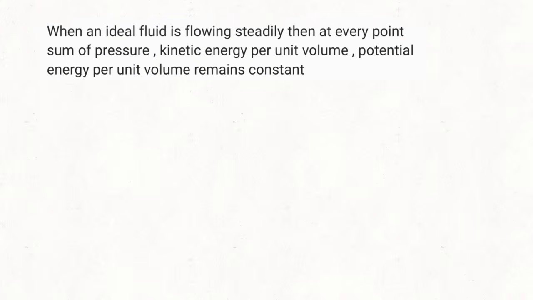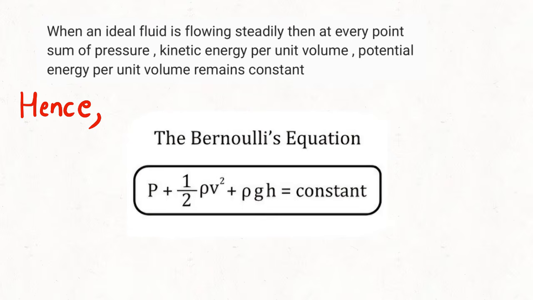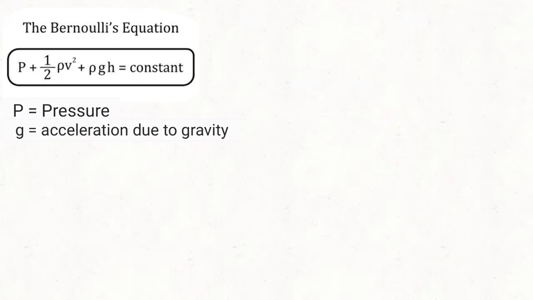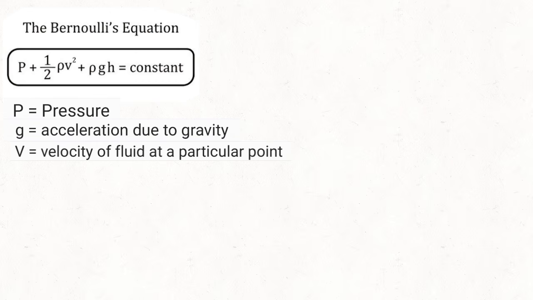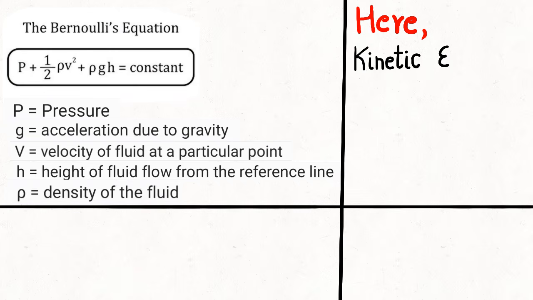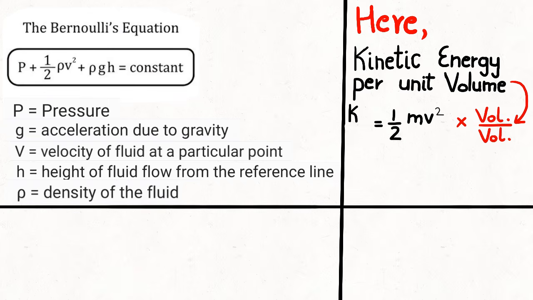Now let's understand the Bernoulli principle by analyzing the Bernoulli equation. According to Bernoulli's principle, when an ideal fluid is flowing steadily, then at every point the sum of pressure, kinetic energy per unit volume, and potential energy per unit volume remains constant. Hence, by deduction, the Bernoulli equation would be as follows. Here, pressure is given by P, g gives the acceleration due to gravity, v gives the velocity of the fluid at a particular point, h gives the height of the fluid from the reference line, and rho gives the density of the fluid.